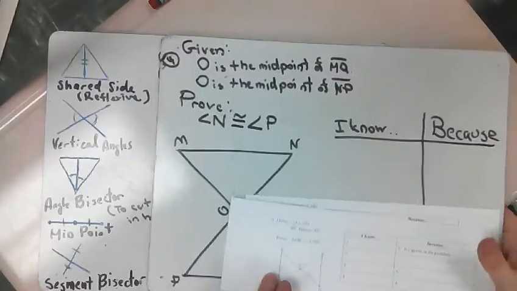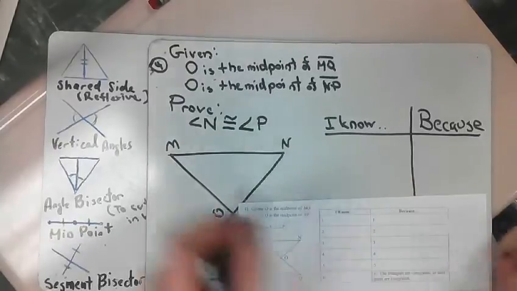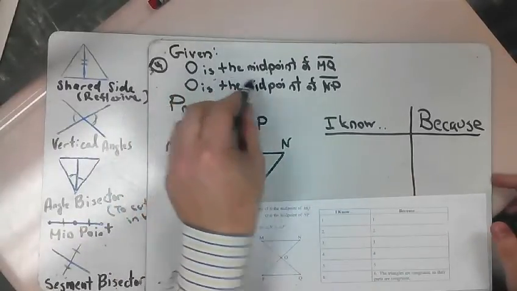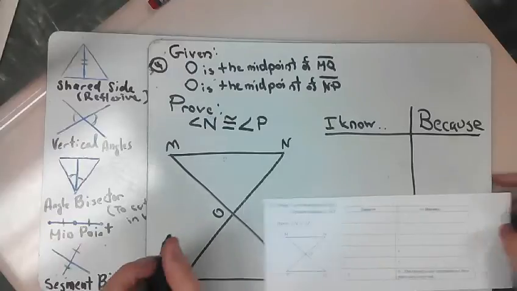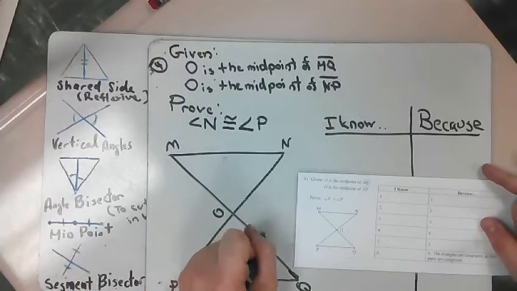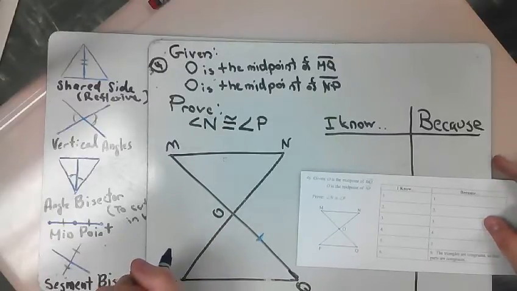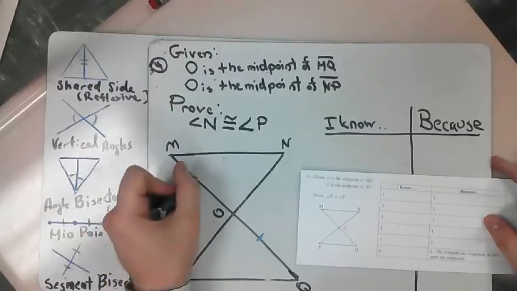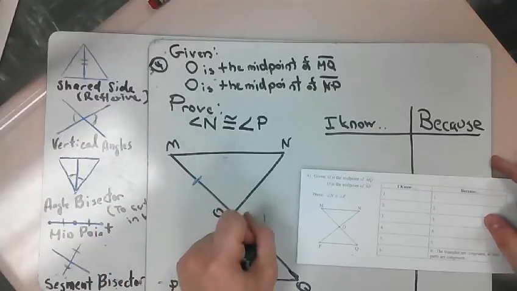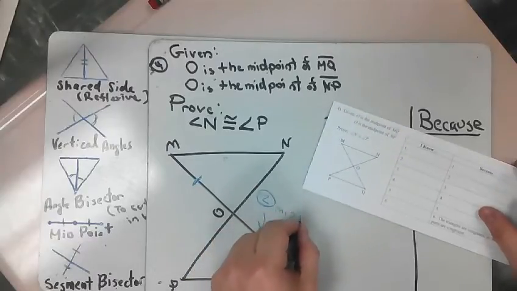Okay, let's do one more. Example 4, number 4. This one's pretty tricky because this time they want us to prove that this angle is congruent to that angle based on what they gave us. So what we got here is O is the midpoint of MQ. So knowing that, I have OQ and MO are congruent. That's line 2, and that's because of midpoint.